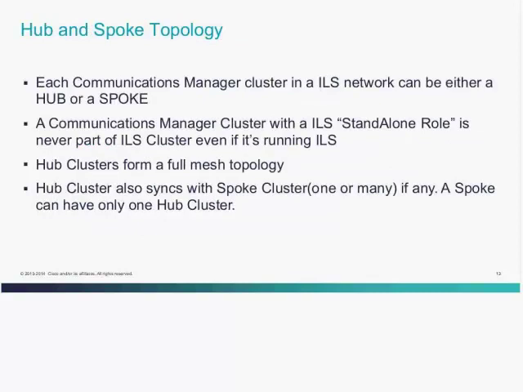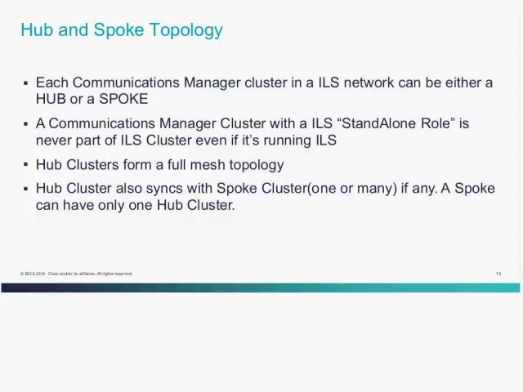Each CUCM cluster, now for example, you have cluster A, cluster B, and cluster C, right? Now, each cluster can either be a hub or a spoke. So when the cluster is being a hub cluster, it can talk to other hub clusters, and it can talk to a spoke cluster, whereas a spoke can only talk to its specific hub cluster. So initially, when you don't have the ILS set up, or it is not taking part in any of the existing ILS networks, the cluster will be in standalone role. So when it is in standalone role, it will never take part in any ILS network, okay?